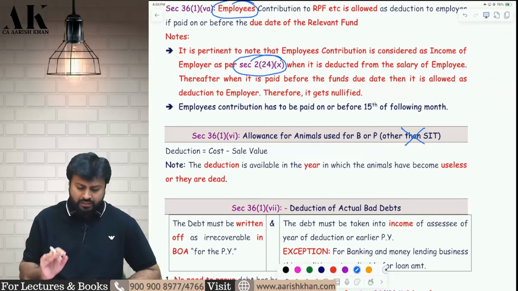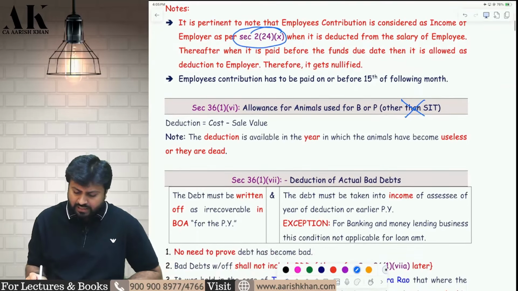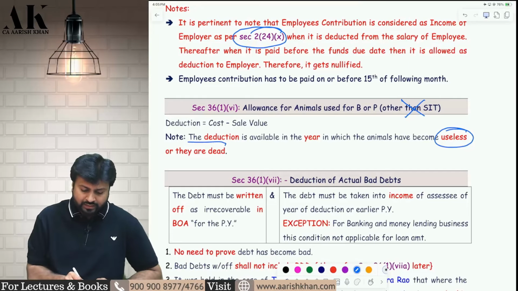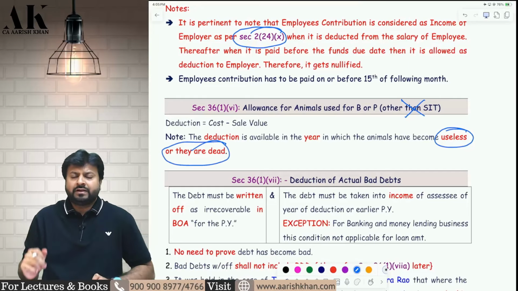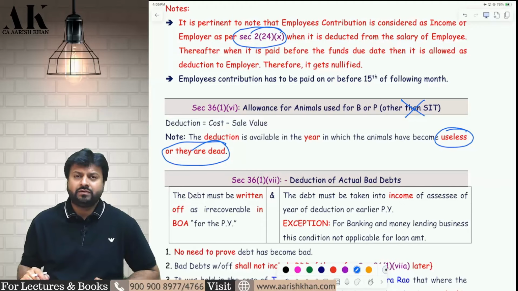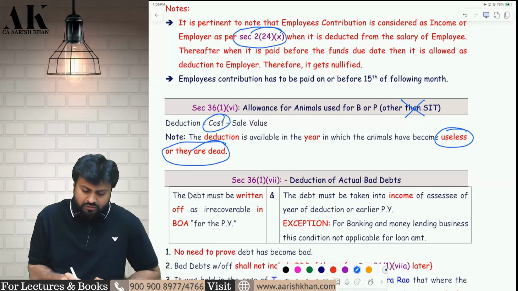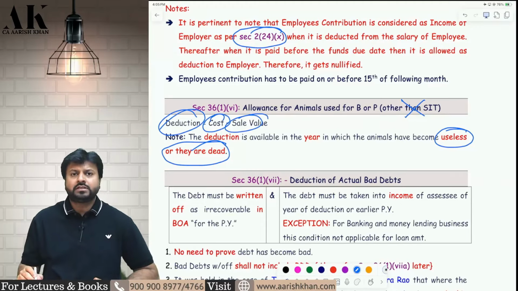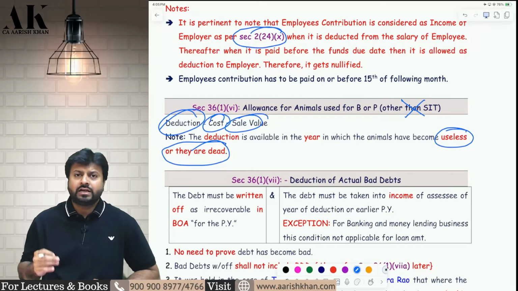So when is it allowed? It is allowed as a deduction in the year in which the animals have become useless or are dead. Suppose after 5 years the animals have become useless, and I am selling that for 5,000 rupees. So cost minus sale value will be my deduction. I purchased for 30,000 and am selling for 5,000; the differential amount of 25,000 will be allowed as a deduction to me. I hope it is clear to all of you.